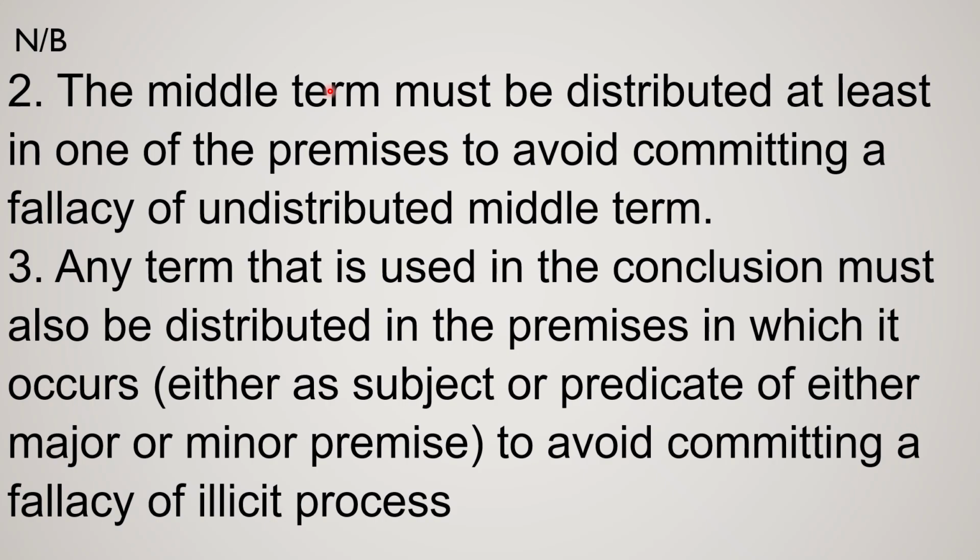Remember, in the conclusion, the predicate of the conclusion must be from one of the premises, which will become the major premise, while the subject must come from the premises, so that the terms are distributed, or they are coming from the premises, so that you are deriving the conclusion from the premises necessarily. So either the subject or predicate of either the major or minor term must be in the premises to avoid committing a fallacy of illicit process.